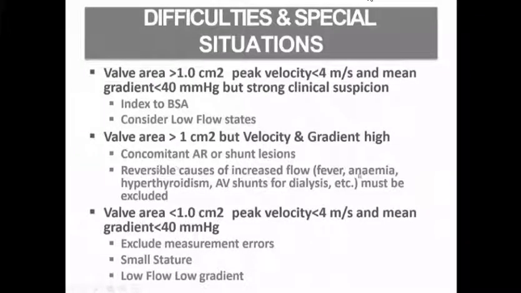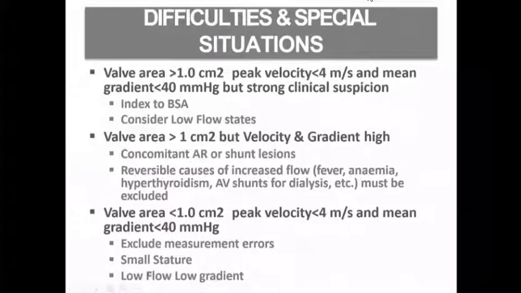Reversible causes like fever, anemia, hyperthyroidism, AV fistula and dialysis may be excluded. When you get very high velocity and gradient, but on the continuity equation you get a larger valve area, you should rule out these other medical conditions. Another important aspect is when valve area is small, but peak velocity and gradient are low. First exclude measurement errors, small stature and low flow, low gradient, because this is the most important aspect.